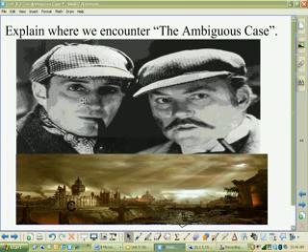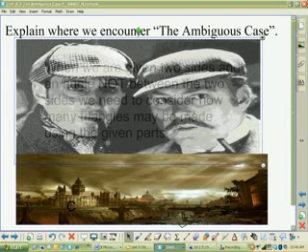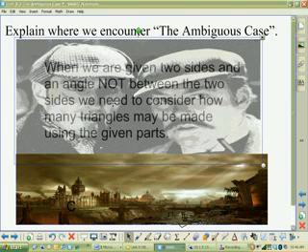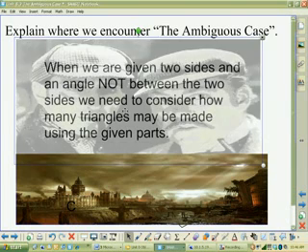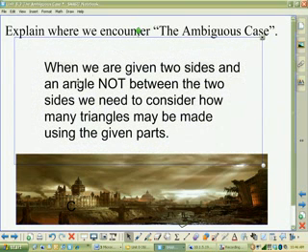Explain where we encounter the ambiguous case. There they are, the dynamic duo. They're slowly fading from reality. You know, we are having to deal with the ambiguous case when we are given two sides and an angle not between the two sides. We need to consider how many triangles may be made using the given parts. So in short, guys, this is nothing more than one more step. After we do that step, then we use the law of sines and solve the triangle. If we've mastered how to solve a triangle, all we're doing is one more step, and that is how many triangles are possible.